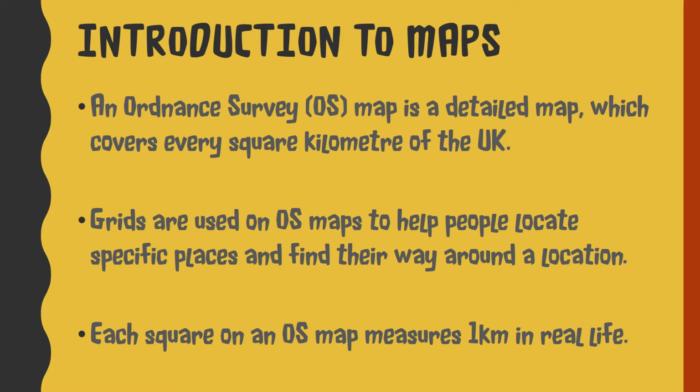Grids and the OS maps, like we saw before, are split up into lots of little squares. And the reason why is if I was lost, I would be able to say, I am in this square. But it also helps me find my way around a certain place. And every single square on those maps is 1 kilometre in real life. So that's like going from school to around about Eston Park School. You might get to around about there in 1 kilometre, and all of that would be in one of those little squares.